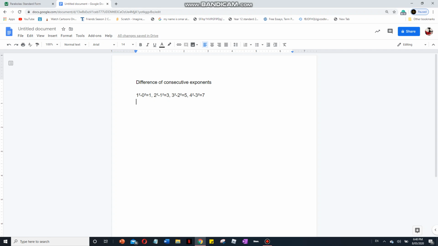First, I want you to understand this pattern. 1 squared minus 0 squared is 1. 2 squared minus 1 squared is 3. 3 squared minus 2 squared is 5. 4 squared minus 3 squared is 7, on and on. So you can tell by this pattern that it just goes 1, 3, 5, and 7.